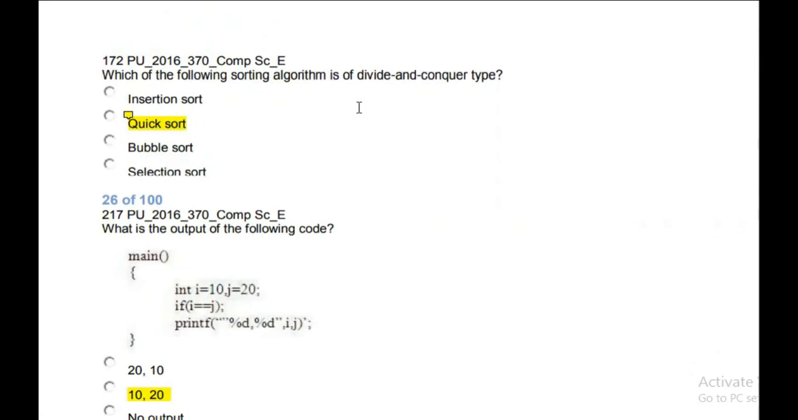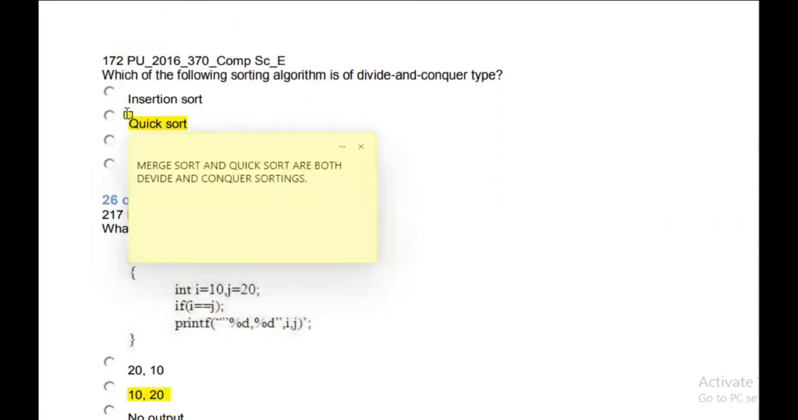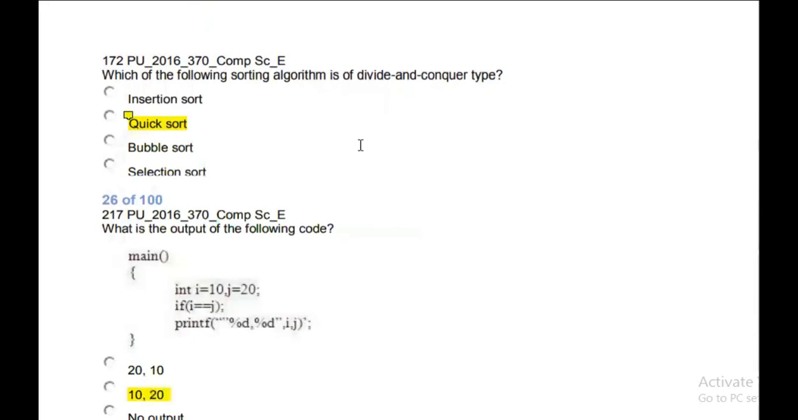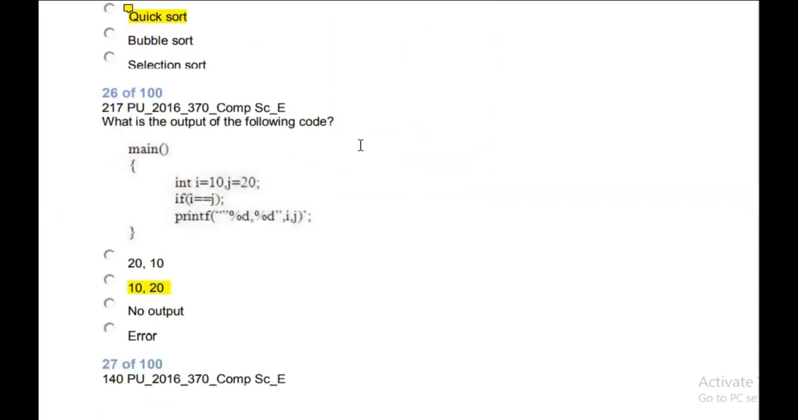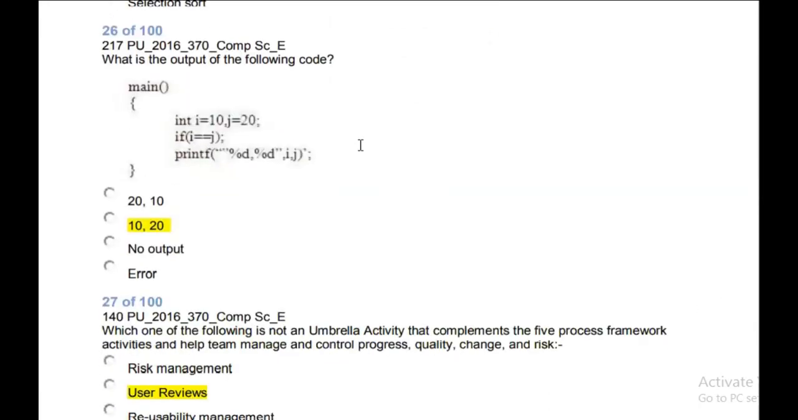Question number 25. Which of the following sorting algorithms is of divide and conquer type? Option B is right, quicksort. Merge sort and quicksort are both divide and conquer type. So option B is correct, quicksort. Next question.